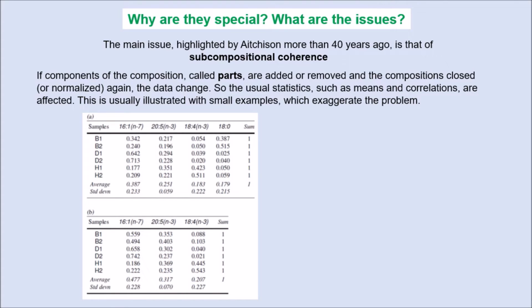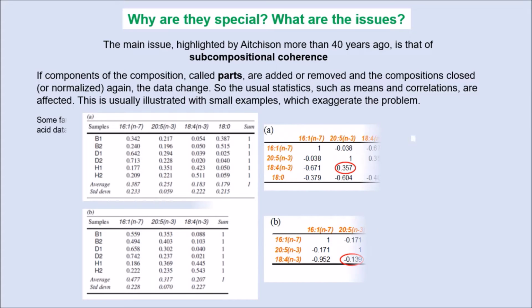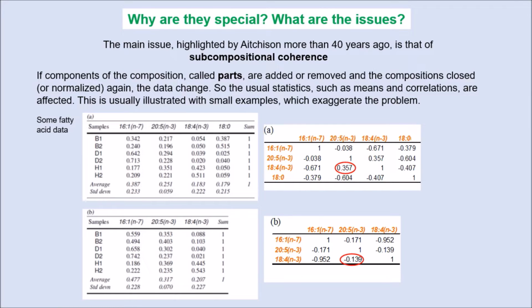So here we have a fatty acid dataset with 4 parts, and if we remove the last part, all the values change. And this affects the means, the standard deviations, and the correlations, which change value and can even change sign. Here we see the different correlation between the same 2 fatty acids in the 2 datasets.